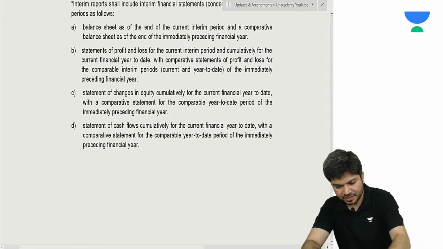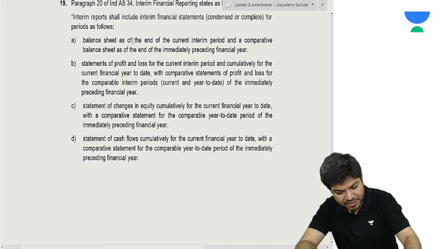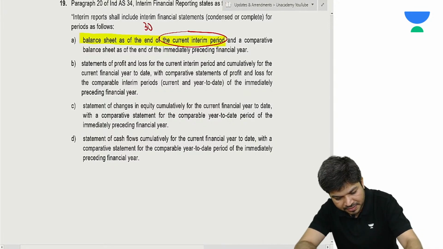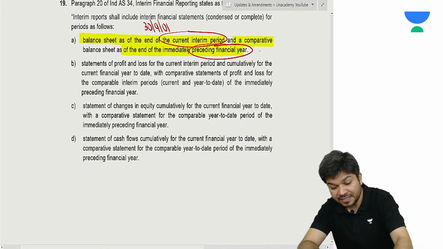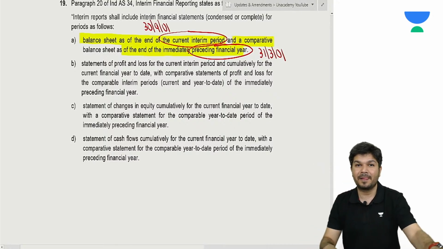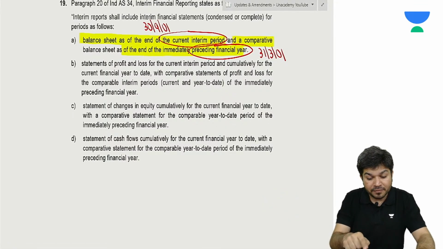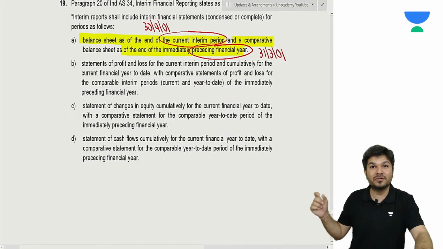The theory is fine, but in our example we have something wrong in our classwork material. The balance sheet you need is at the end of the current interim period, which here is 30th September 1. And the comparative you need is as at the end of the immediately preceding financial year. What is the end of the preceding financial year? That is 31st March 1. The balance sheet is not the previous 30th September, it is the end of the immediately preceding financial year. The preceding financial year was 2000-2001, so it will be 31st March 2001.